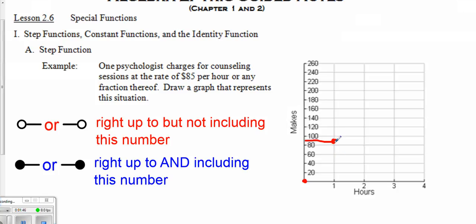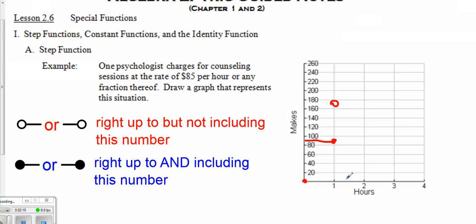After 1 hour, it all of a sudden jumps up 85 more dollars. Now, 85 plus another 85 is going to be 170. So all of a sudden, you're going to be up here. I'm going to put an open circle here, because if we're exactly on 1 hour, you're only paying 85. This open circle right here means we're not paying the 170, but that's where it starts.